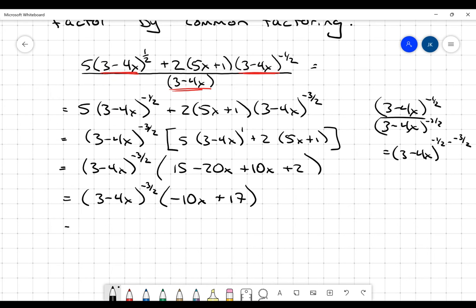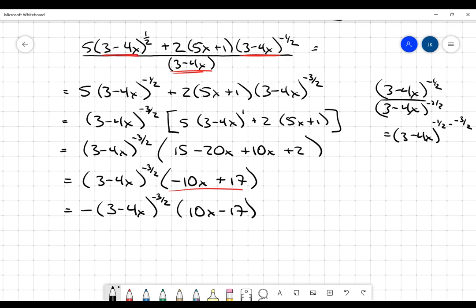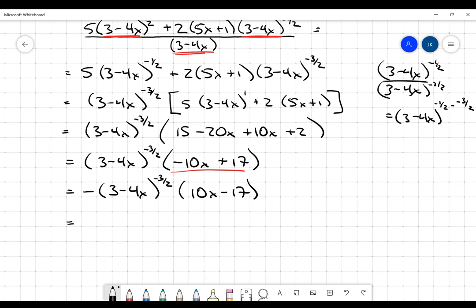Now, at this point right here, what I might do is take the negative out of this negative 10x plus 17, just because it looks a little bit better if we clean that up. So I'll take a negative and put it out front here. I would love to take the negative out of that 3 minus 4x, but because of the square root there, I really can't. Okay, so in fact, the best I could do, and you're going to have to kind of figure out what your teacher wants with respect to this.